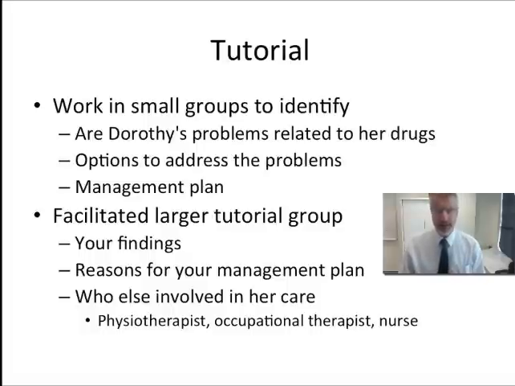What we then do is get you from your small groups of 4 or 5 students into the larger tutorial group, which would contain anywhere between 25 to 30 students, and you discuss with your peers in the larger tutorial group your findings, why you created the management plan that you did, and also who else might be involved in the care of Dorothy. So you would hear the management plans that your peers have come up with as well, and you might pick other people who would be involved in her care, such as a physiotherapist or an occupational therapist, but might find your colleagues have also identified other healthcare professionals who would be involved in Dorothy's care.